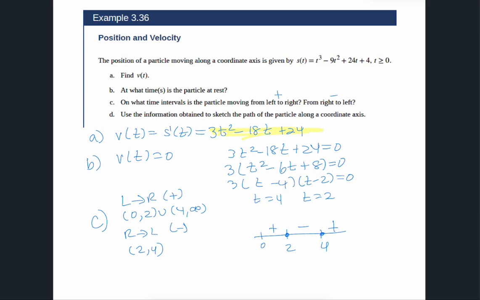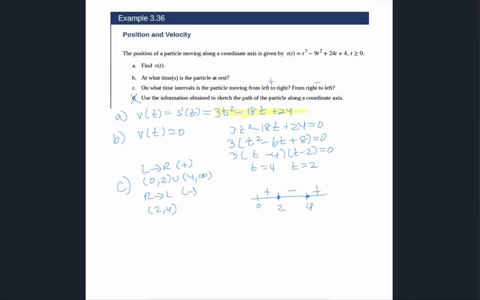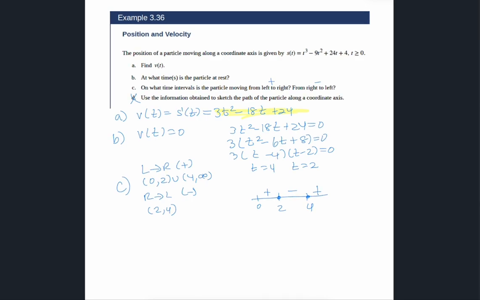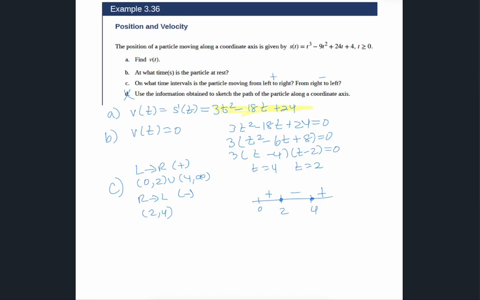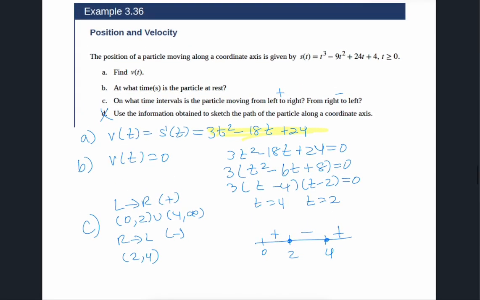Now, don't worry about sketching a pattern, but basically you can find the position. I'm going to show you how, but you don't have to do this. If there's a question about drawing the pattern, feel free to skip that for now. But let's plug in 0, 2, and 4 into the position function to see where we're sitting. Okay, if I plug in 0, I get 4. So I start out at 4.